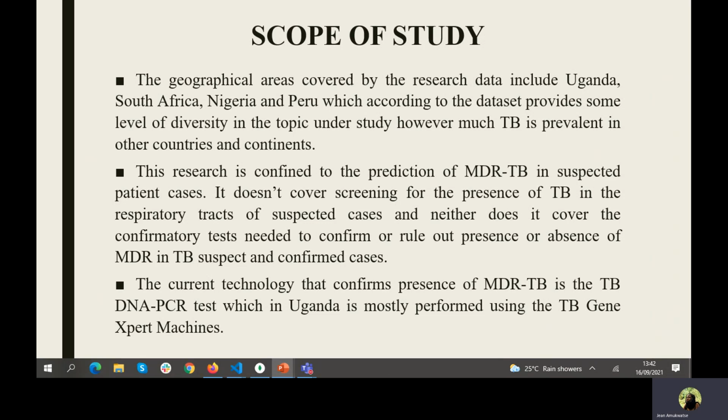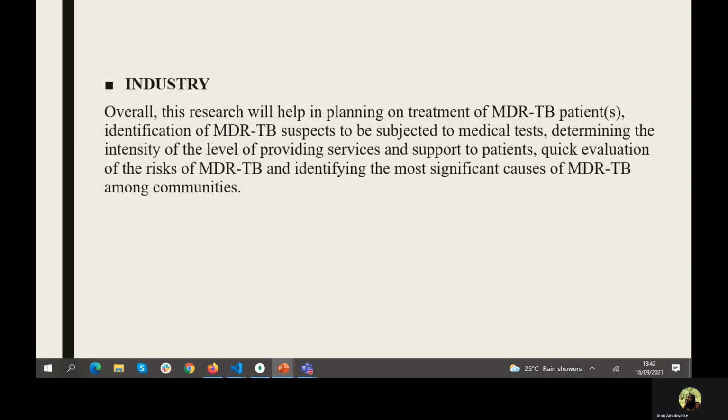So the significance of this study, we hope it will be of value to the research community, to the physicians, and also the industry at large.